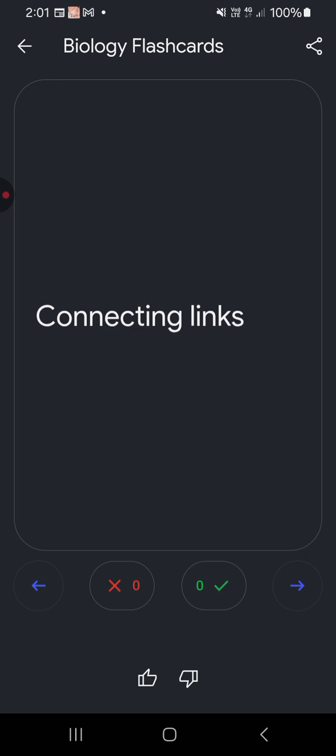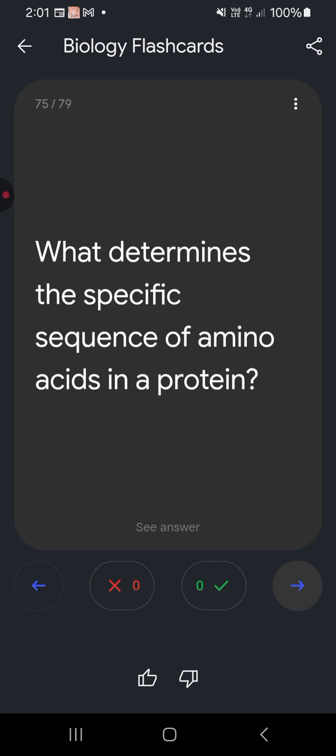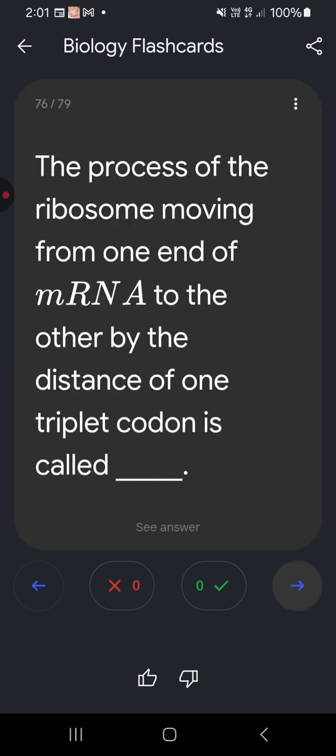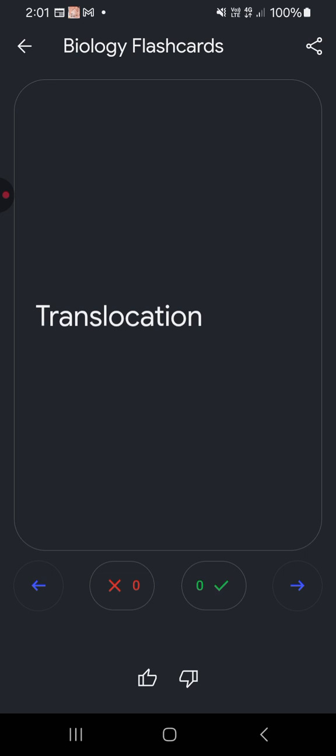Connecting links. What determines the specific sequence of amino acids in the protein? The sequence of nucleotides on the mRNA. The process of the ribosome moving from one end of mRNA to the other by the distance of one triplet codon is called translocation.